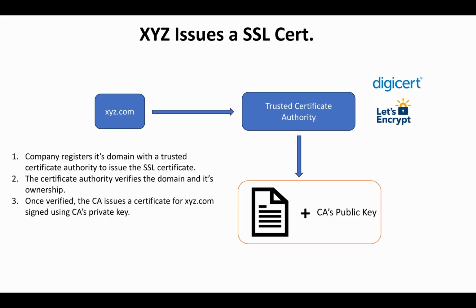So we have our target xyz.com, and xyz.com decides to get an SSL certificate. So xyz.com goes to a trusted certificate authority. This certificate authority is responsible for issuing SSL certificates. Now this trusted authority could be DigiCert or Let's Encrypt, etc. This trusted authority will first verify the ownership of xyz.com. Once it verifies its ownership, it will generate an SSL certificate which will be signed by this certificate authority's private key.